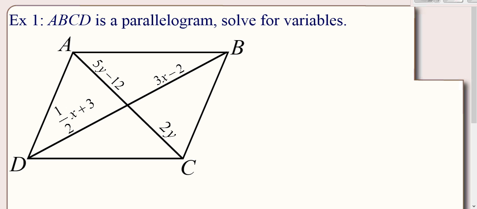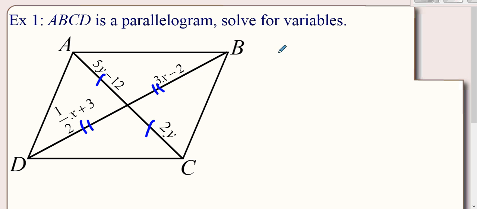So here's a parallelogram. We've got markings on the diagonals. That last property we just said stated that diagonals bisect each other. So those two sides are congruent, and those two pieces are congruent because diagonals bisect each other. So since diagonals bisect each other, we know that these sides are congruent.